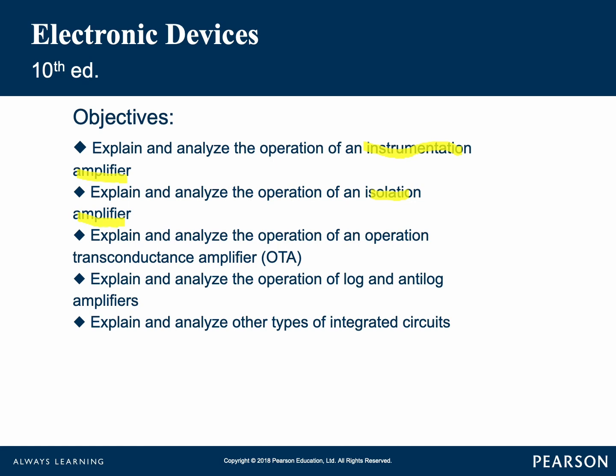These special circuits include the instrumentation amplifier that is used in high noise environments, the isolation amplifier that is used in high voltage and medical applications, the operational transconductance amplifier, OTA, that is used as a voltage to current amplifier, and the logarithmic amplifier that is used for linearizing certain types of inputs and for mathematical operations. Log amplifiers are also used in communication systems, including systems that employ fiber optics.